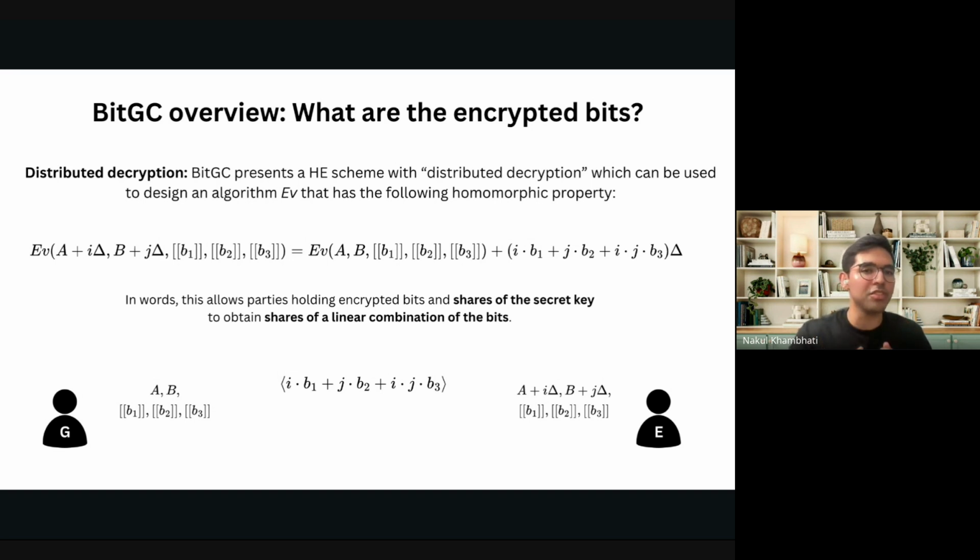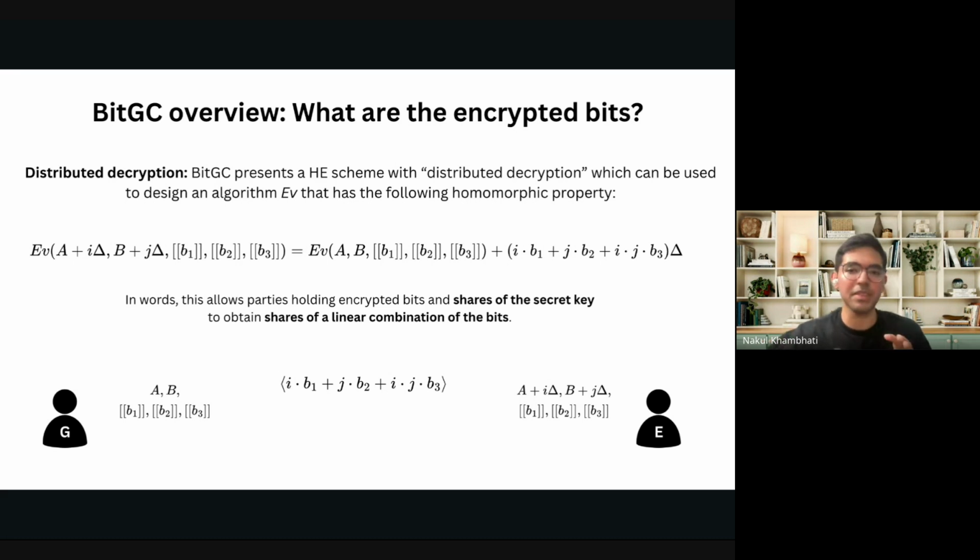So they can hold shares of this, and they can use that to obtain shares of a linear combination of the bits. Neither party here needs to have the secret key, and that's why we don't expect them to be able to decrypt the exact bits. But still, with the shares of the key that they have, they can use that to decrypt shares of a linear combination of bits.